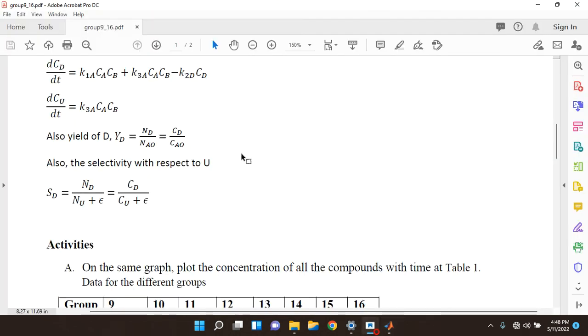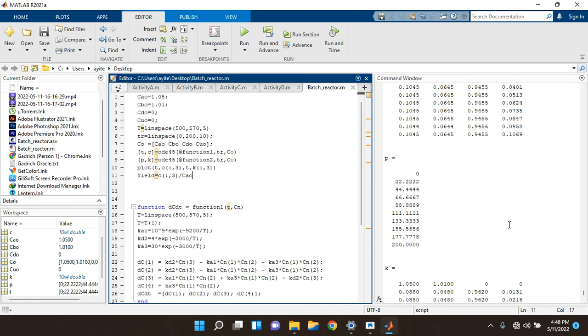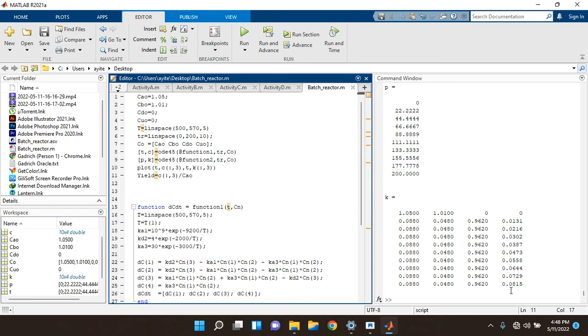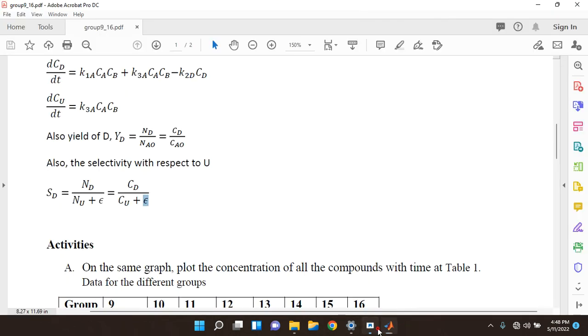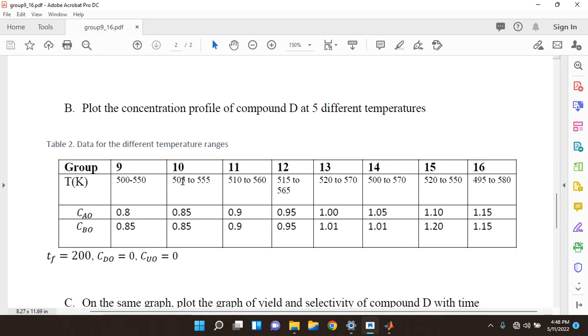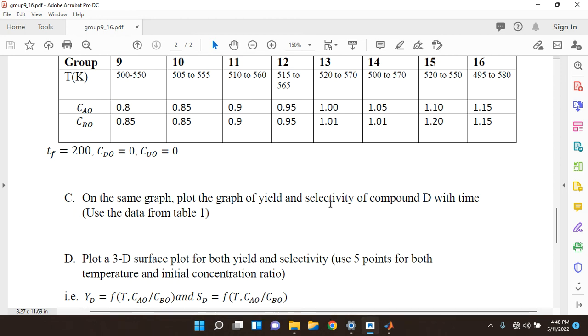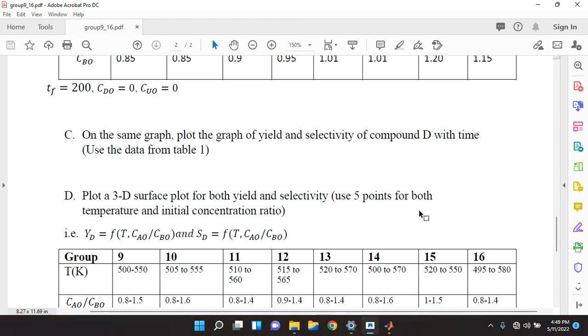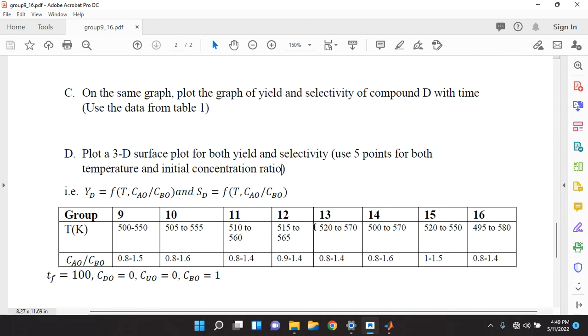I'll do the same thing for the selectivity here, CD over Cu plus E. This can be any number, but it should be very, very small. So if you look at our concentrations, the least number is probably 0.08 here, but maybe for the other ones it will decrease. So maybe 0.000001 could be my this, and then you calculate for selectivity. And also you plot a graph of the yield and selectivity of compound D on the same graph. The same thing you do for the D, you plot a surface graph, and then you are done.